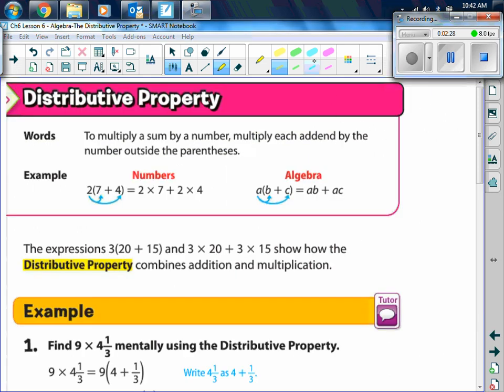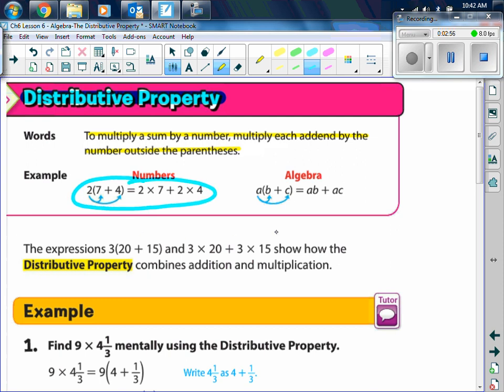So here, you guys, we're looking at the distributive property. Please make sure you write your heading and what the distributive property is. Here, to multiply a sum by a number, we multiply each add-in by the number on the outside of the parentheses. Okay? I also want you to write your numerical example and your algebraic example.